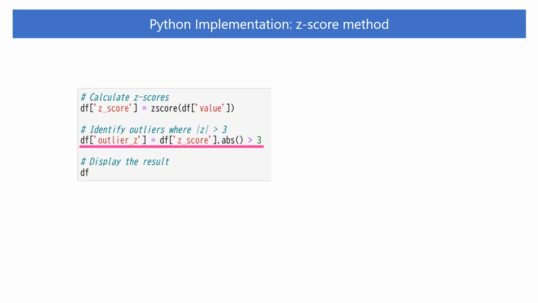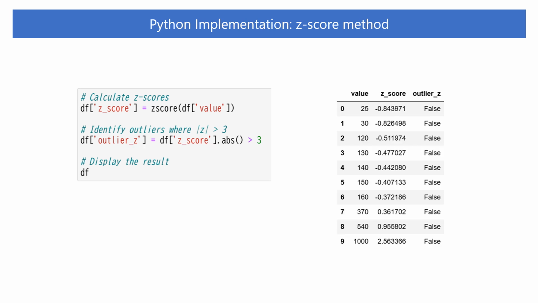Next, use the abs method to calculate the absolute value of the z-scores and create a new column, outlier z, to show whether the absolute z-score is greater than 3, represented as a Boolean value. When executed, we can obtain the following result. If the outlier z column is true, it means the absolute z-score is greater than 3, and thus the observation can be considered an outlier.